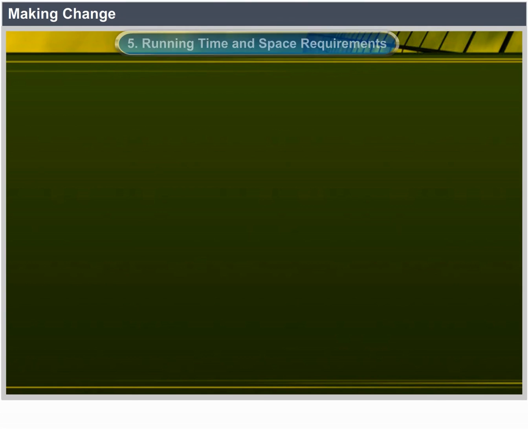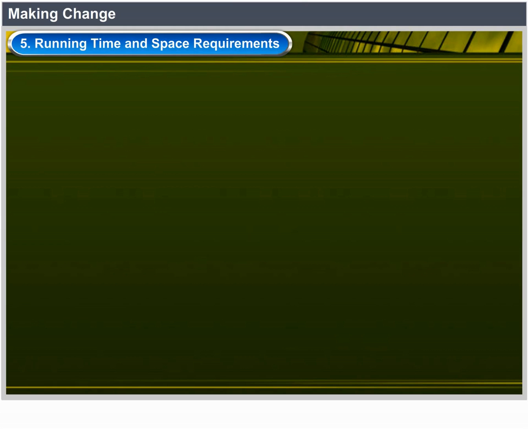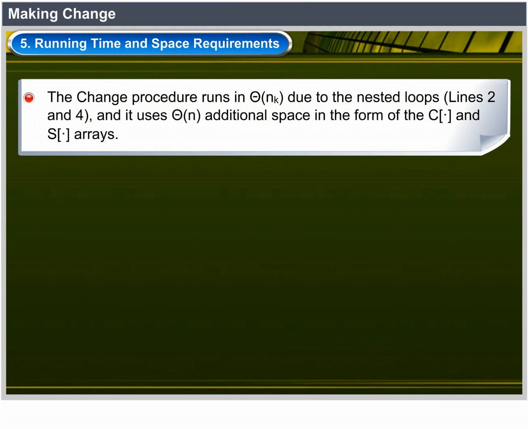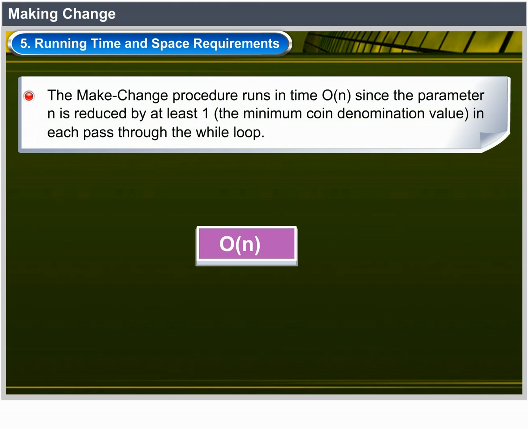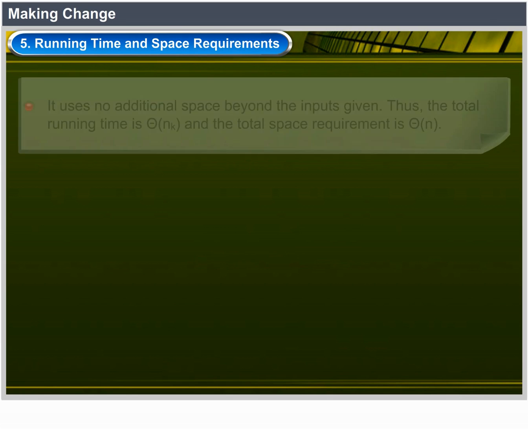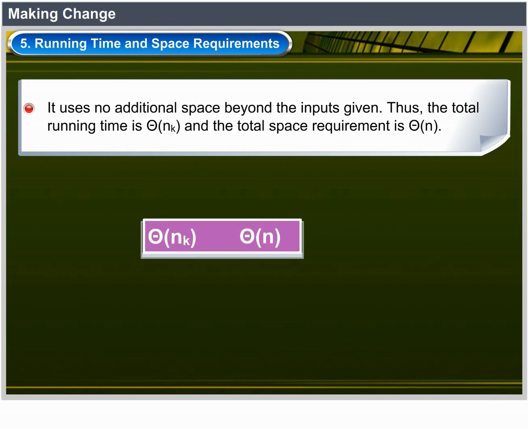Running time and space requirements. The change procedure runs in theta of nk due to the nested loops in lines 2 and 4, and it uses theta of n additional space in the form of the C and S arrays. The make change procedure runs in time big O of n, since the parameter n is reduced by at least 1, the minimum coin denomination value, in each pass through the while loop. It uses no additional space beyond the inputs given. Thus, the total running time is theta of nk and the total space requirement is theta of n.